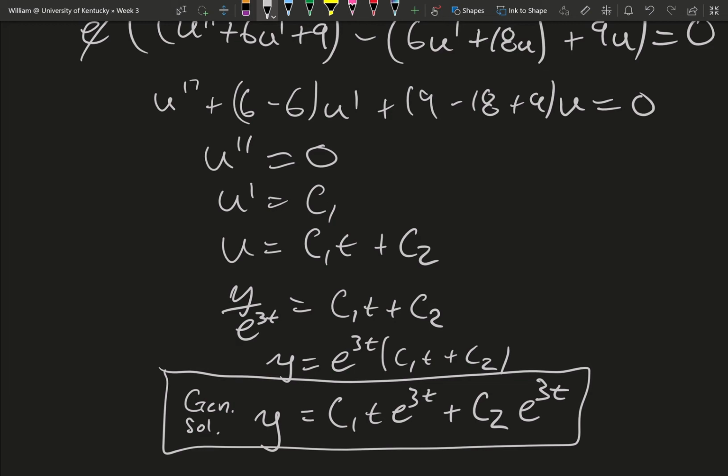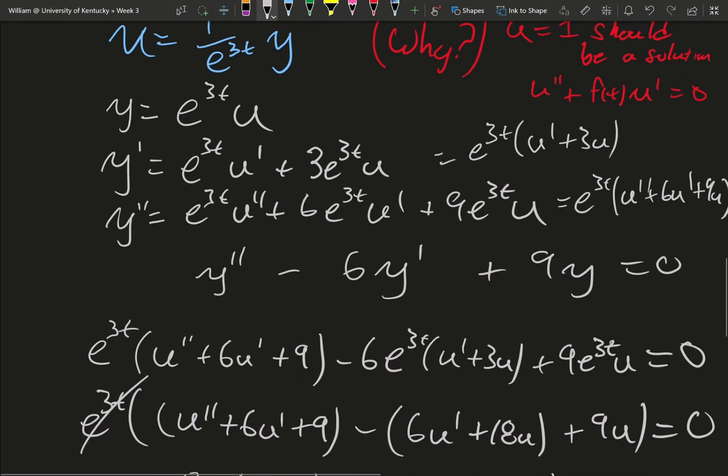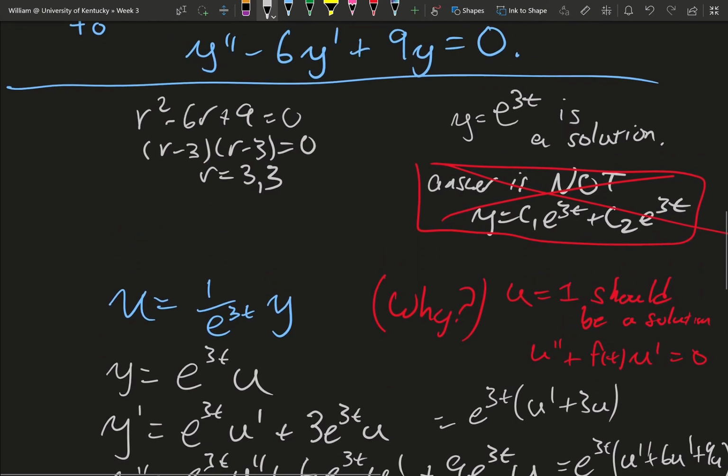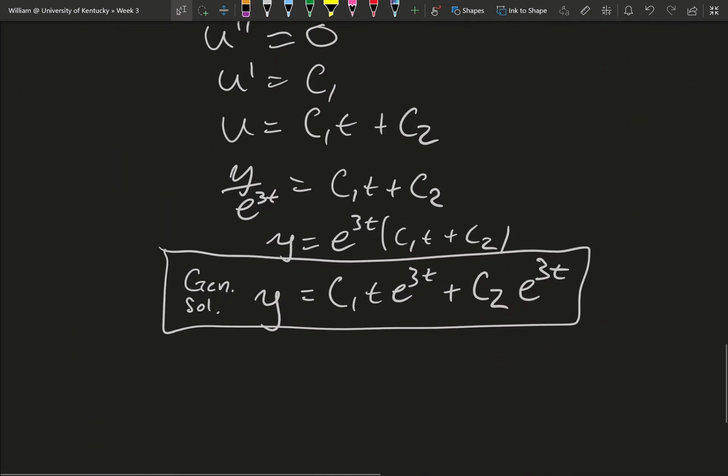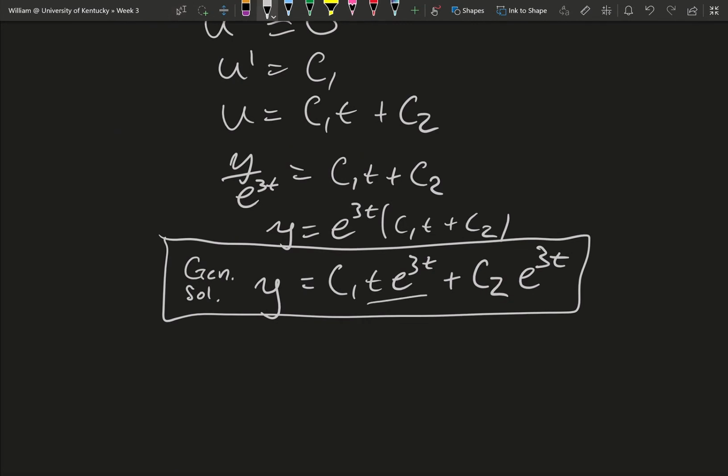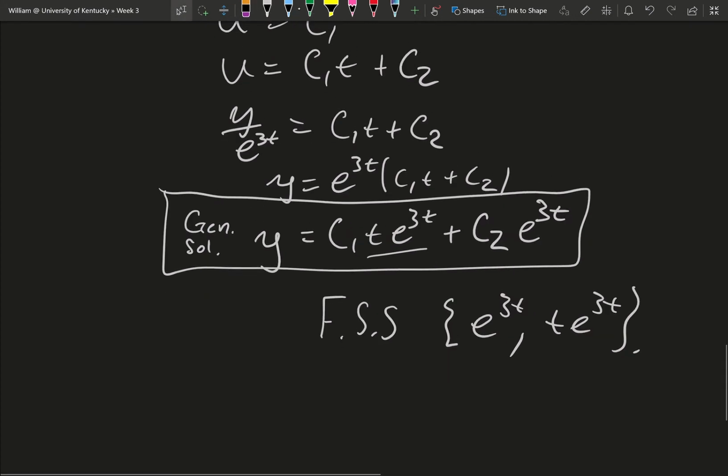All right. So we got a double root, and it turns out that our other solution that forms a fundamental set was t e to the 3t. Let's just make a note of that. Let's do one more example of this.